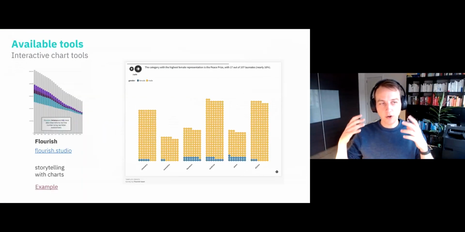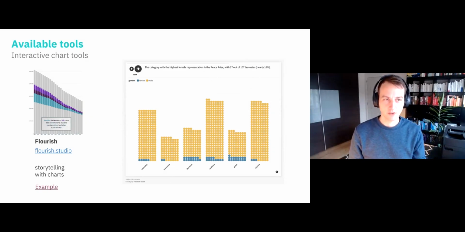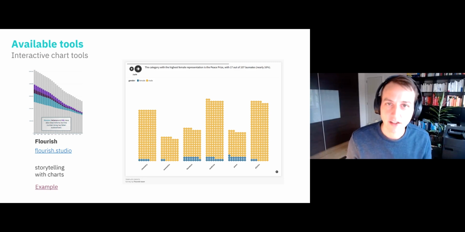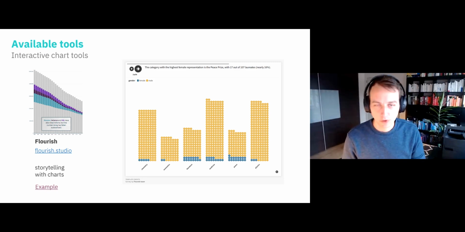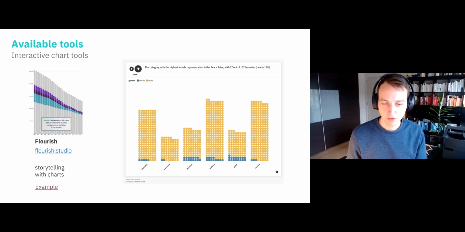So if you're thinking of creating storytelling with your charts, then you should definitely check out Flourish. Again, freemium tool, roughly the same idea as Datawrapper, quite generous in the free version if you can live with a little bit of credits near the bottom.